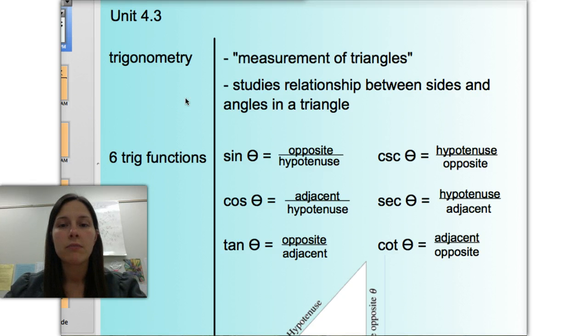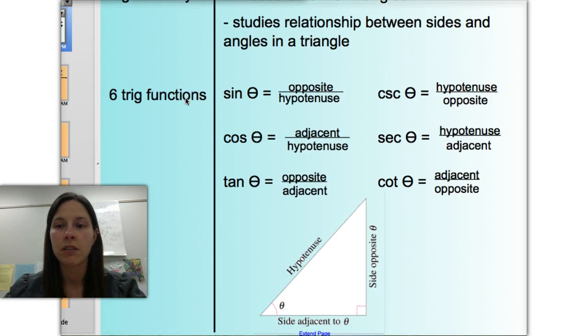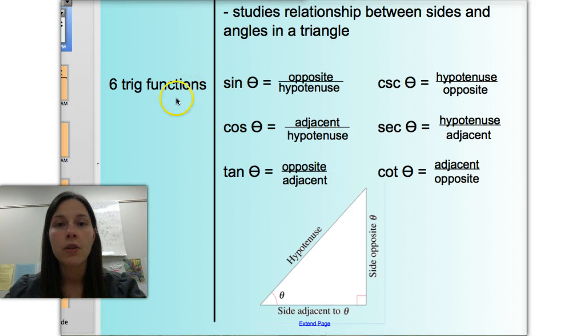So trigonometry just means measurement of triangles. Most of you, again, are probably familiar with using trig on a lot of different types of triangles, and triangles that aren't necessarily right triangles. For example, when you use law of sines and law of cosines, it did not need to be a right triangle.